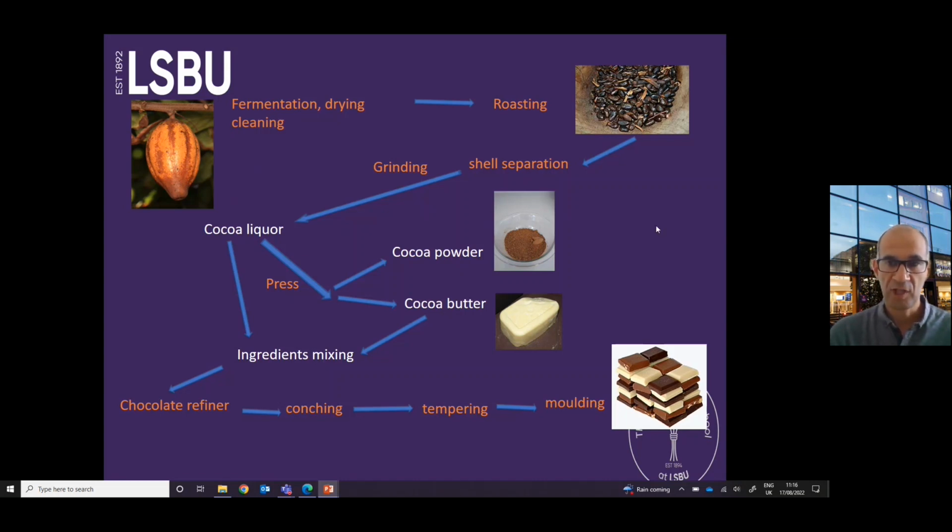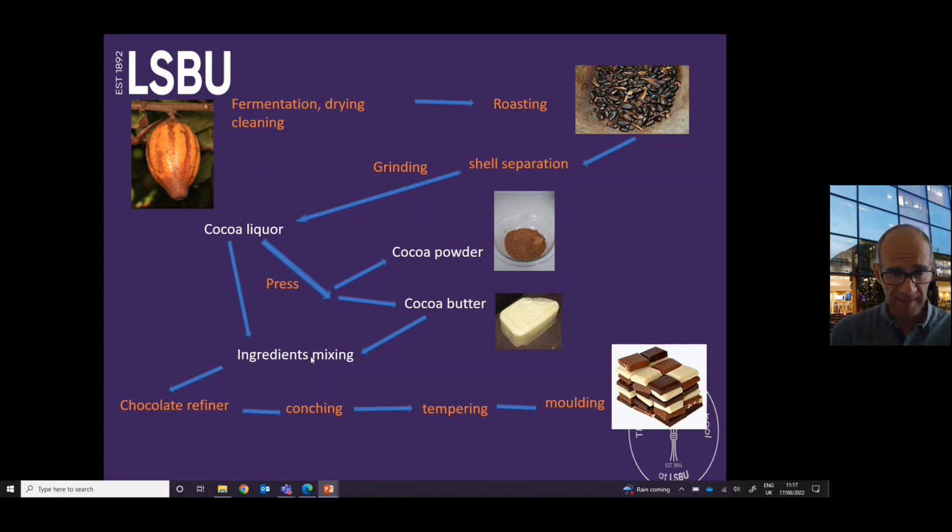So we separate the shell from the bean, and we have a grinding stage, which leads to a liquid called cocoa liquor, so a thick liquid. This can be directly used as an ingredient for chocolate manufacture. So part of it is used for that purpose, and part of it is put through a press, which will separate the solid, which is a cocoa powder, which can be then used for drinking chocolate, and the cocoa butter, which can itself be used as an ingredient to further manufacture chocolate.